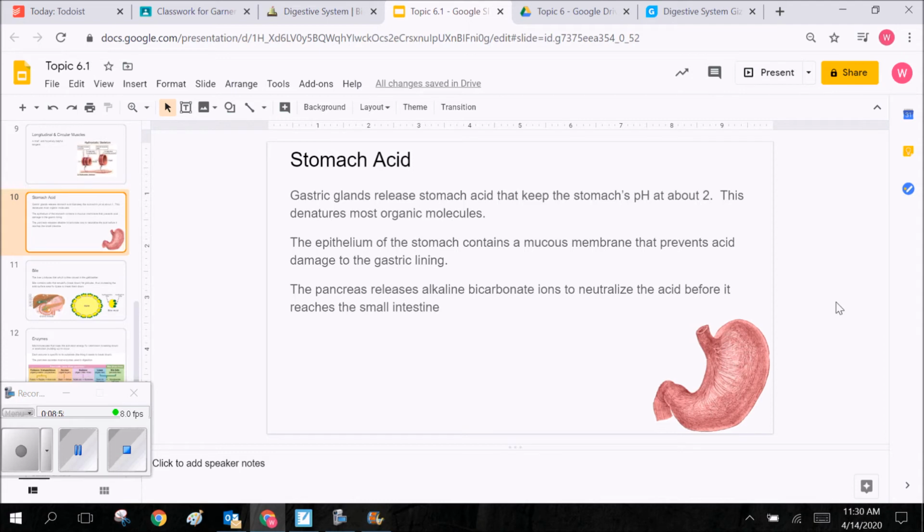The pancreas is going to release alkaline bicarbonate ions to neutralize the acid. So basically, when all this stuff is finished digesting in the stomach, it's going to want to move on to the small intestine. But you don't just want to take all this acid with this partially digested material and just shove it into the intestine.